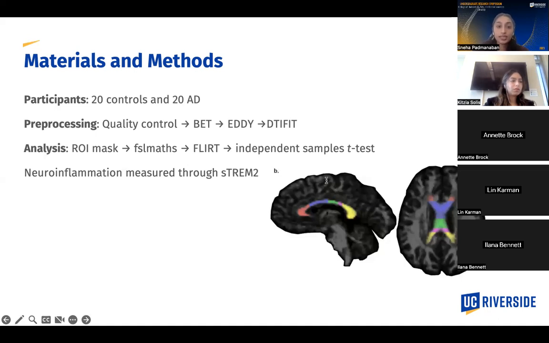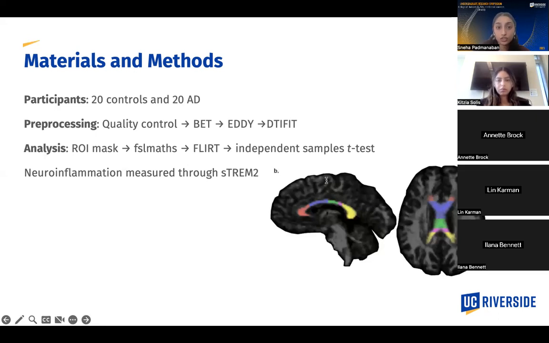Quality control was done at each pre-processing step. Brain extraction tool, or BET, was used to isolate brain tissue from non-brain tissue, and a mask was created to ensure that the following pre-processing steps will be restricted to just that area of brain tissue. Eddy corrections were performed to correct for eddy current distortions and participant motion. DTI fit was done to estimate the tensor at each voxel.